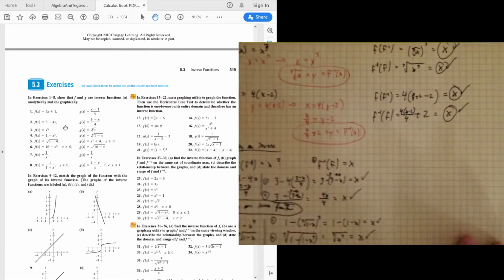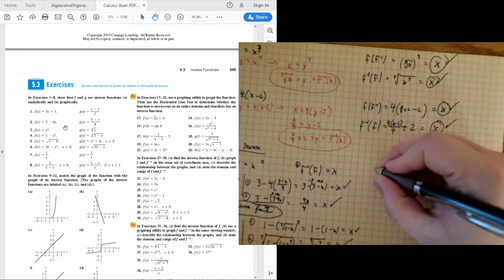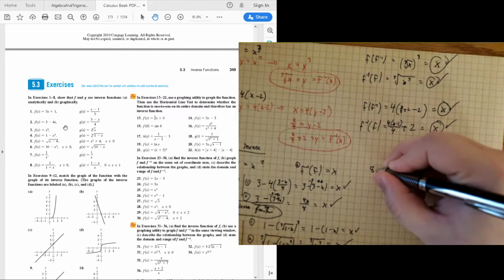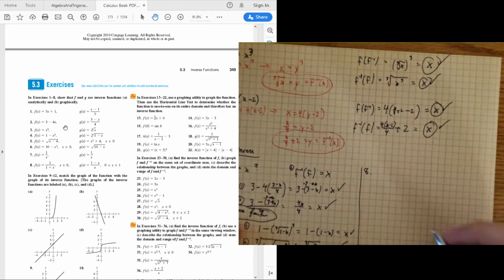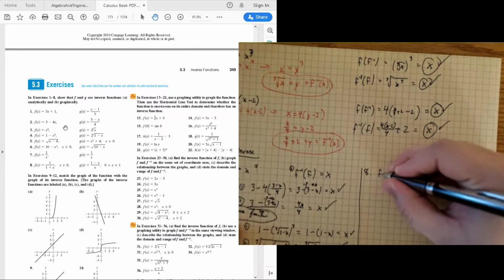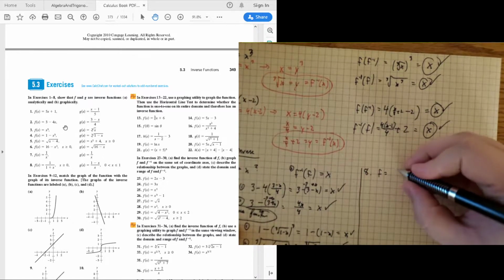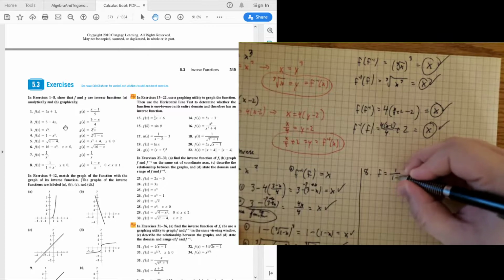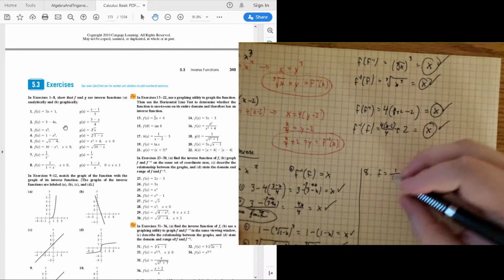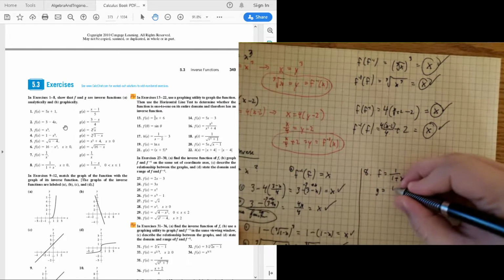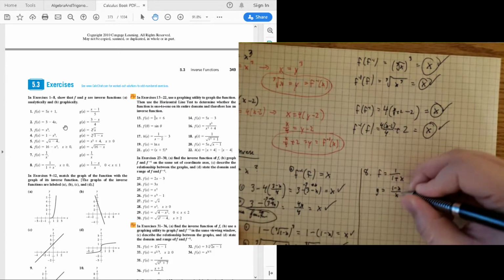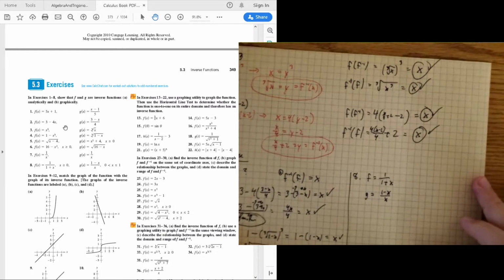Okay, let's compare this to number 8. 8's a little bit more complicated, but it's going to follow the same basic rules. So, number 8, we have the first function, f, which is 1 over 1 plus x. And we have g, which is 1 minus x over x. This looks fun. Let's do it.